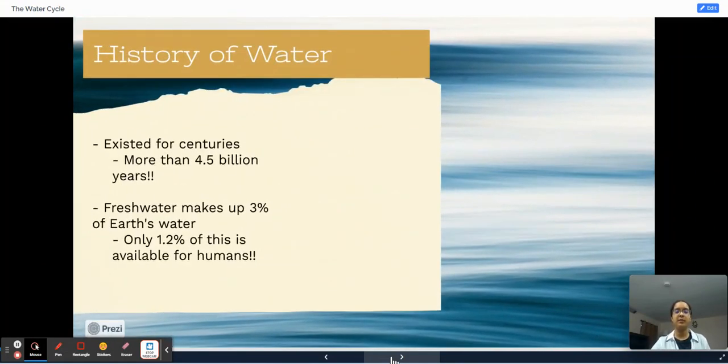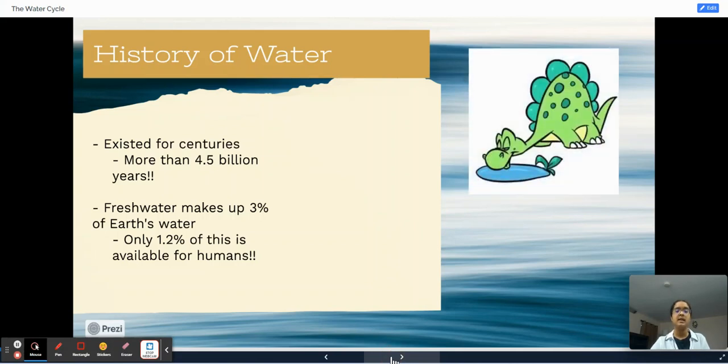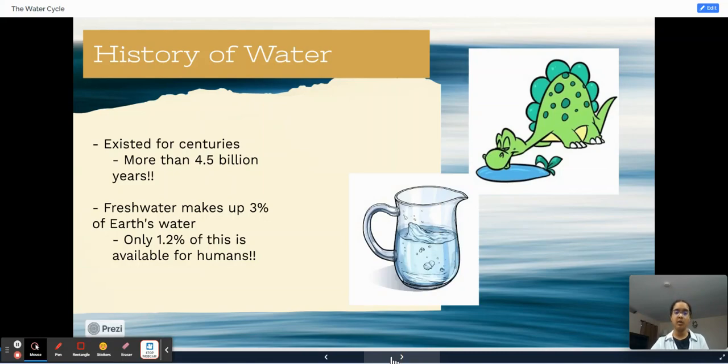Water has been around for centuries, even before the first dinosaurs existed. Scientists believe water has been around for 4.5 billion years, since the beginning of planet Earth itself. Did you know that fresh water makes up 3% of the Earth's water, and out of the 3%, only 1.2% is actually available for humans to drink?